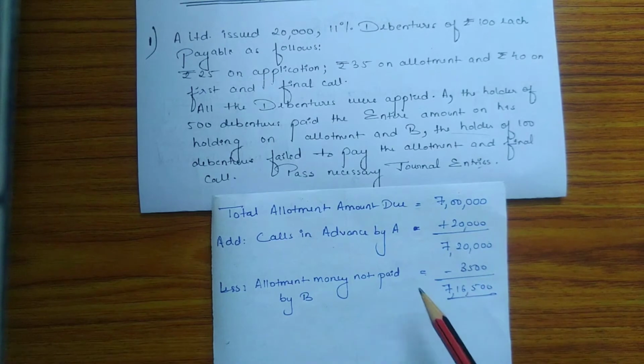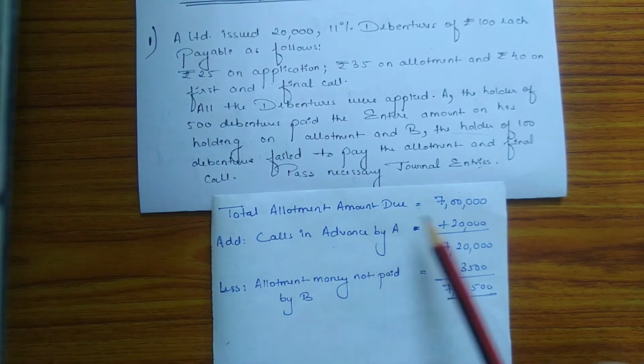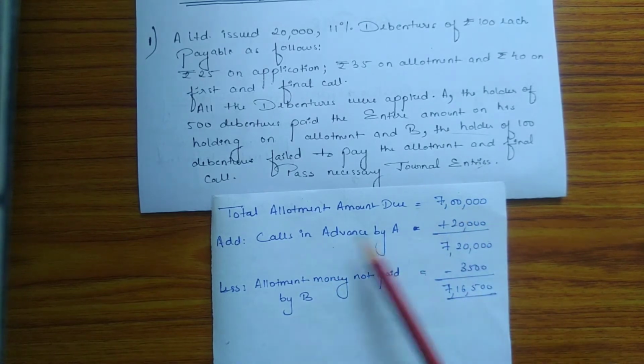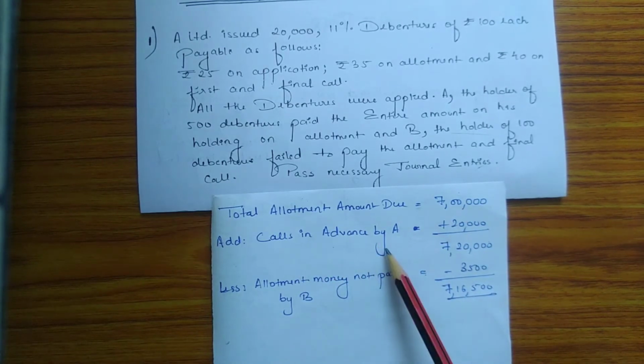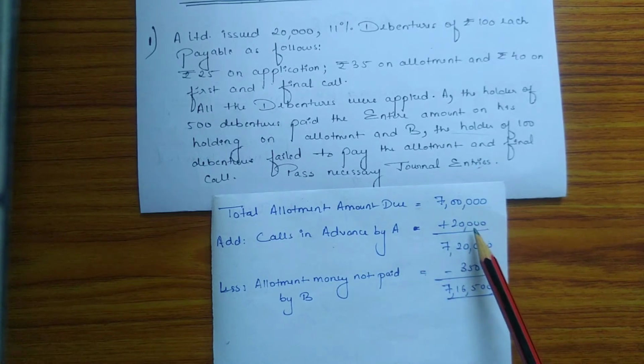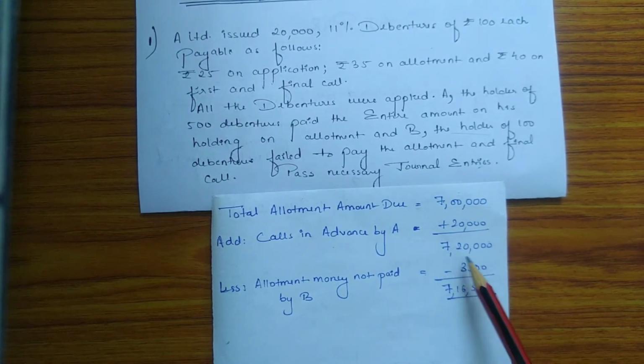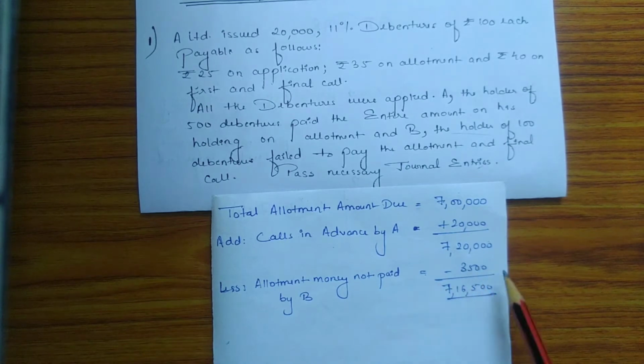So, here is the calculation of actual amount received on allotment. Total amount due on allotment was 7 lakh. Now, we will add the call money received in advance by A, that is 20,000. The total will be 7 lakh 20,000, out of which 3,500 is the amount which has not been received from B on allotment. So, subtracting 3,500 from 7 lakh 20,000, we will get 7 lakh 16,500. So, this is the amount which we have actually received on allotment.